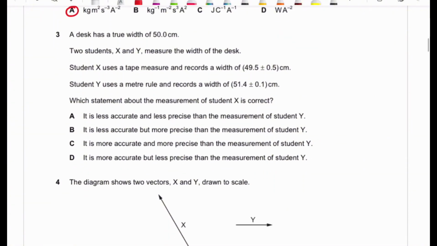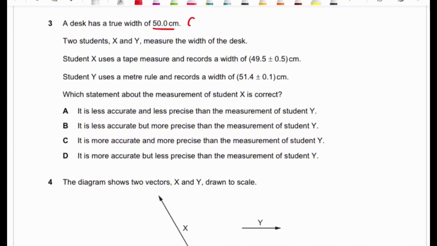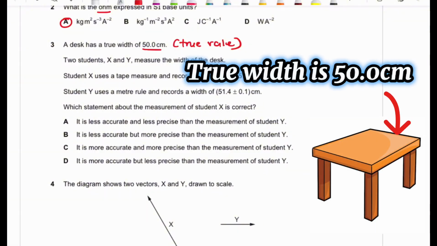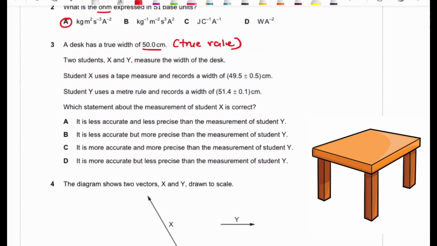Okay, question 3. We've been given a desk that has a true width of 50. So basically this is our true value. Okay, so let's just put it there. That is our true value, okay? Two students, X and Y, want to measure that width of the desk. So think of this desk that I've given you on the side, and its true width is actually 50 centimeters. And two students want to measure that desk.